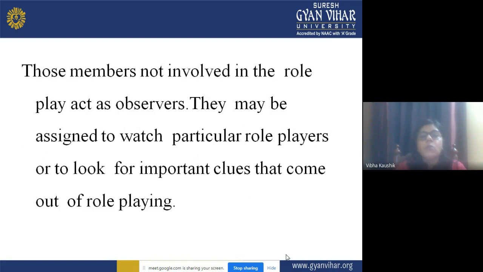Those members not involved in the role play act as observers. Those who are not taking part in the role play act as observers, or we can say the audience. They may be assigned to watch particular role plays, and they have to look out for the important clues that come out of the role play.